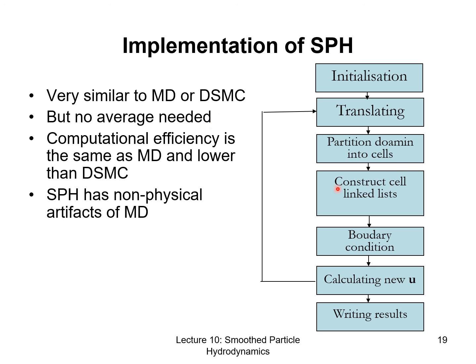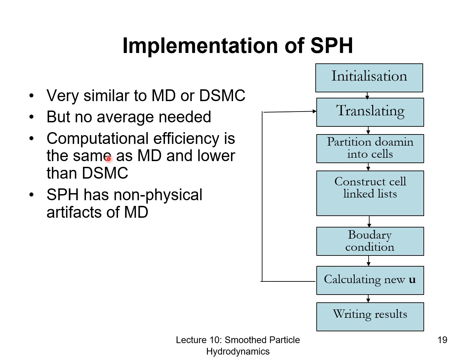The difference between SPH and molecular dynamics is that we have a macroscopic approach, so we don't need to do averaging to obtain the macroscopic state like pressure or density, because those are independent variables within the algorithm.